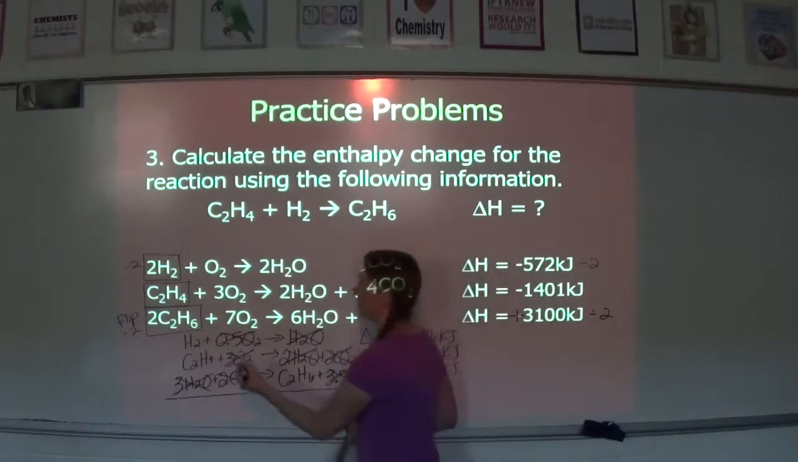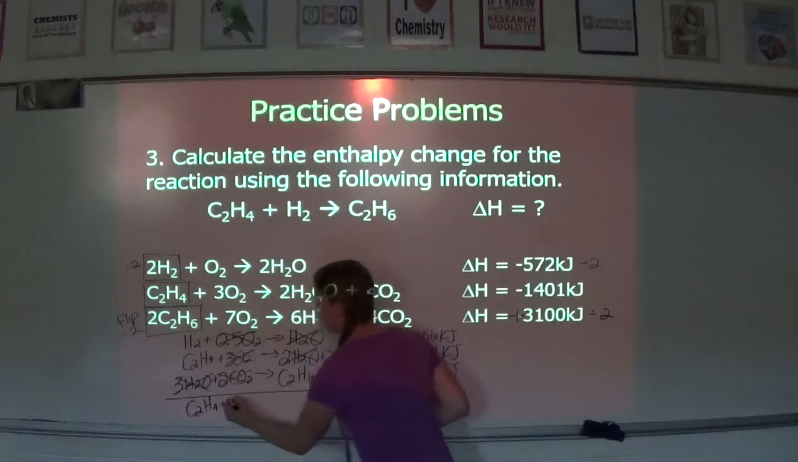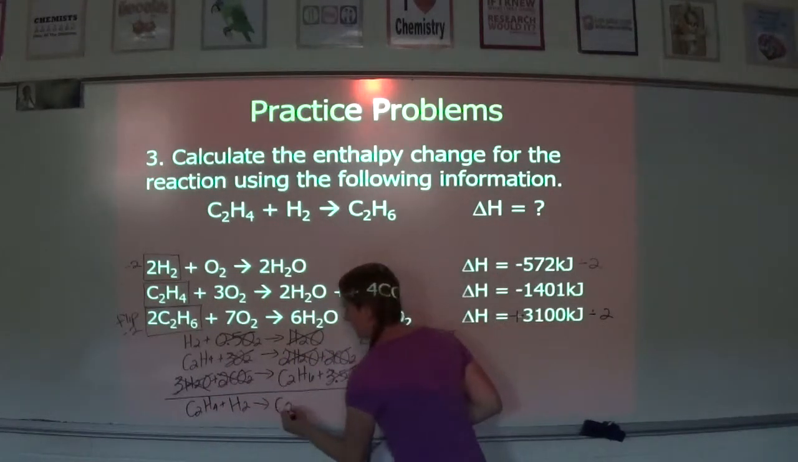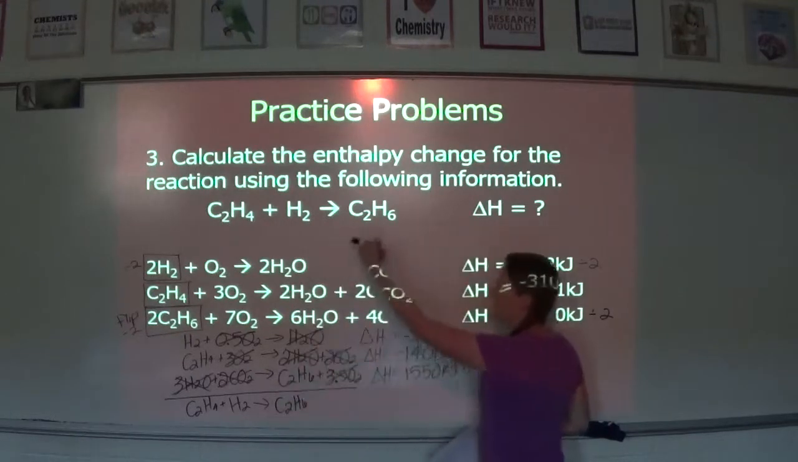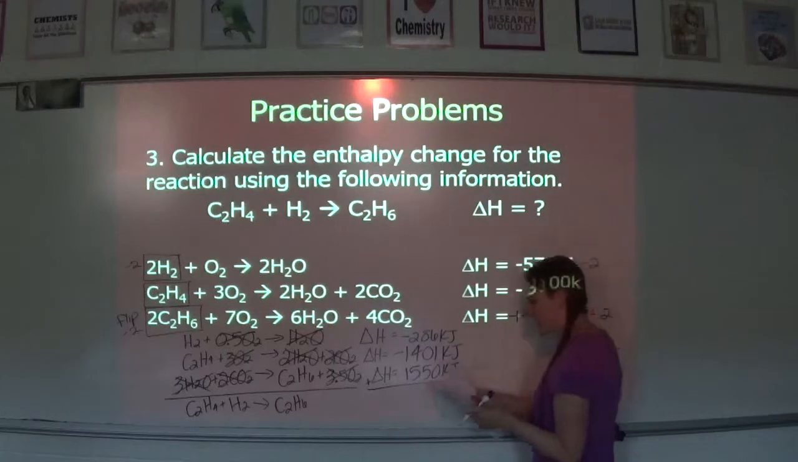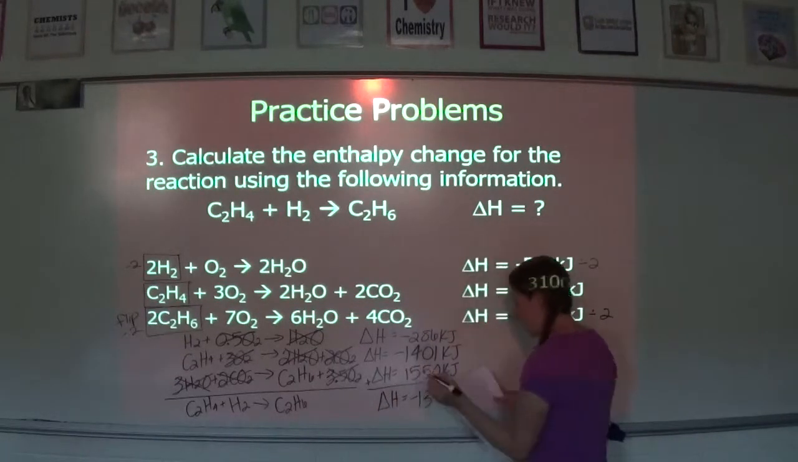And then I write what I have left. So I have a C2H4 plus an H2. So see, most of this stuff just canceled. Makes C2H6. Is that the reaction I want? It sure is. So then I add up those delta H's, and I got negative 137 kilojoules.